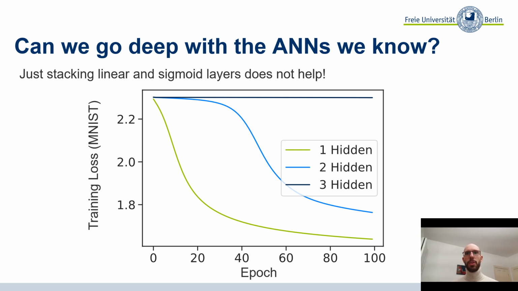So in other words, it doesn't seem like just adding more hidden layers to our feed-forward neural networks is helping us with our problems. And this is a bit frustrating because how are we supposed to get deep neural networks if we can't just stack layers to get deeper models?